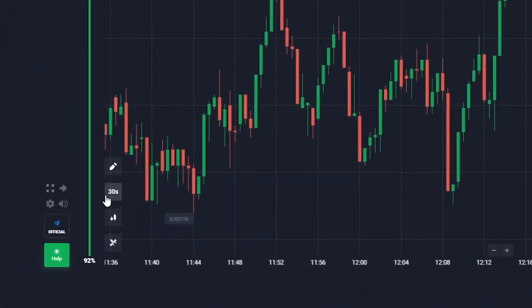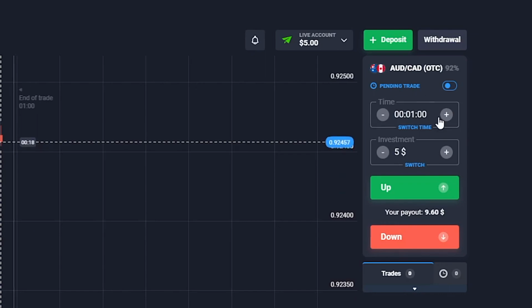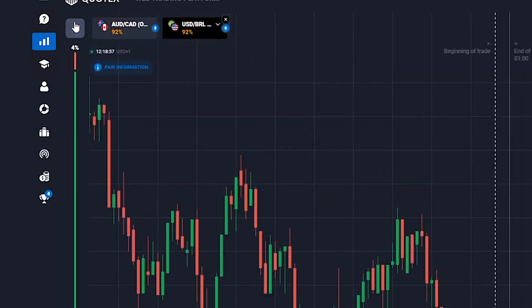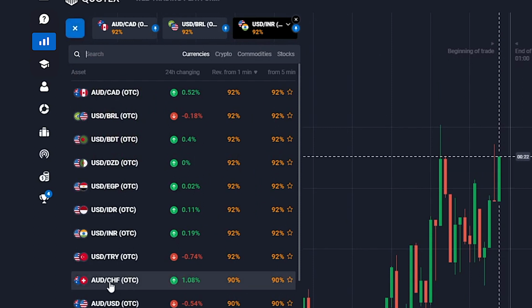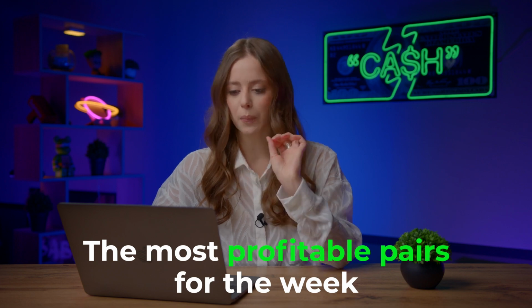Now, 3 preparatory steps on my favorite Quadex platform. Alright, candlestick time frame 30 seconds, trade time a minute. Now let's choose our currency pairs: the Australian dollar and the Canadian dollar, the US dollar and the Brazilian real, the US dollar and the Indian rupee, and the Australian dollar and the Swiss franc. Over the course of the week, these pairs have brought me the most profit.